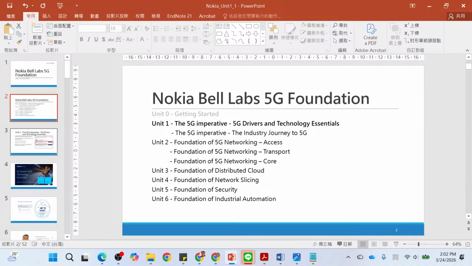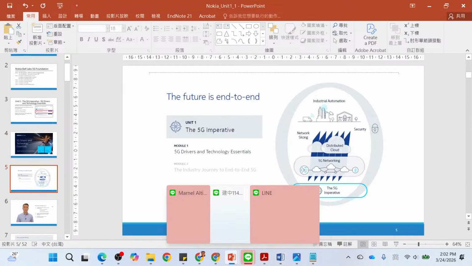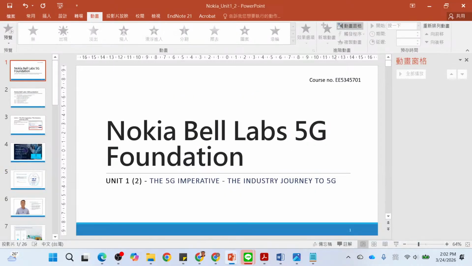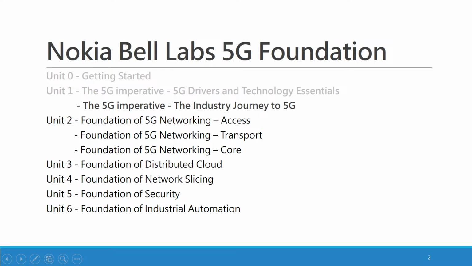That's unit 1. I will prefer to start with 2 first. Okay, I will prefer to start with the industrial journey to 5G. What is this?